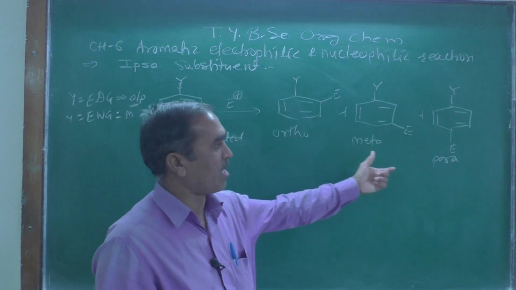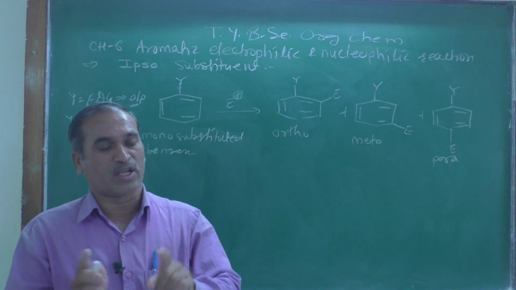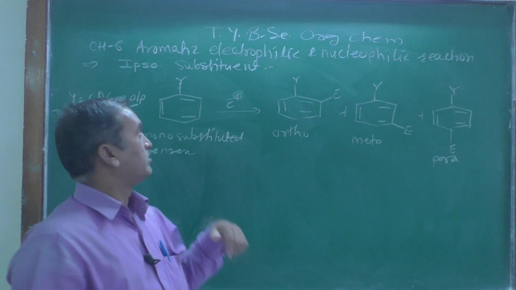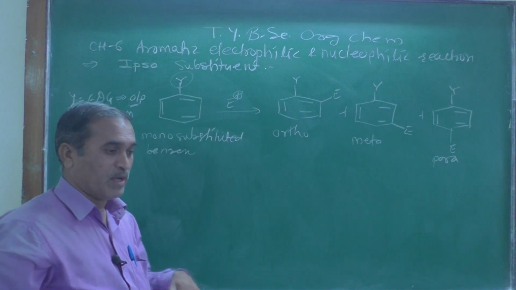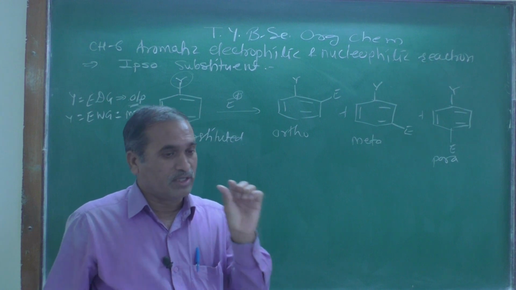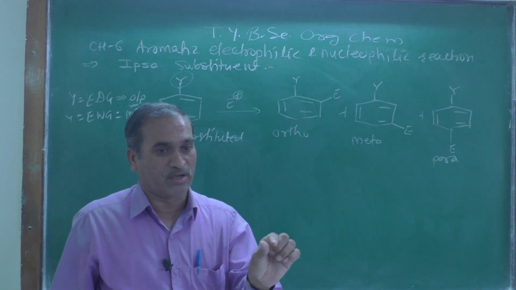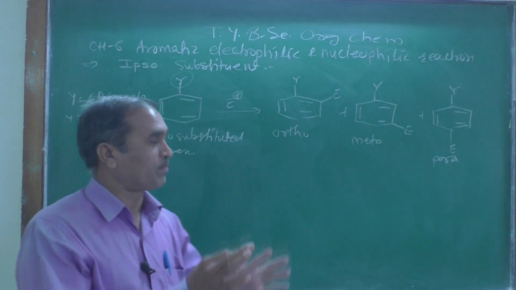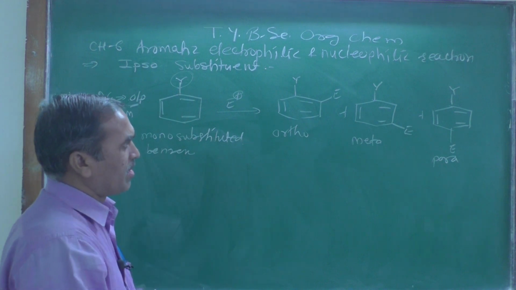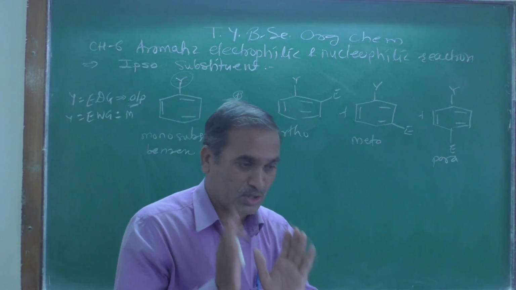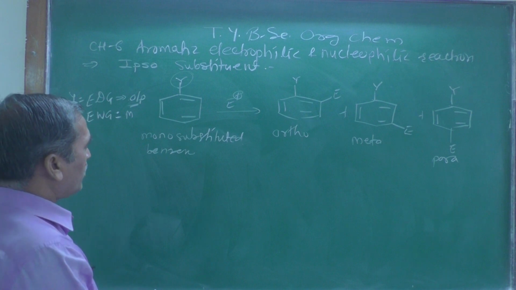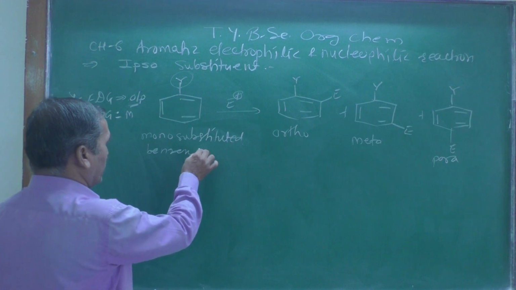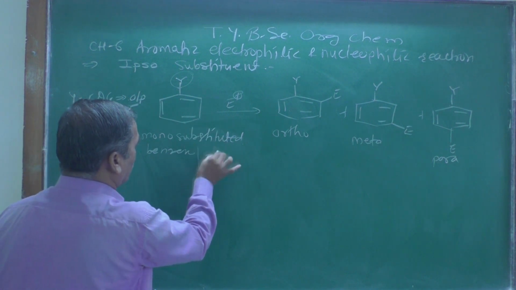Then ortho, meta and para, they are known as electrophilic substitution reactions. That means this group is a directing group, giving a direction to the electrophile where it should attack. So depending upon that we are getting this type of ortho, meta and para product. Understood this one?